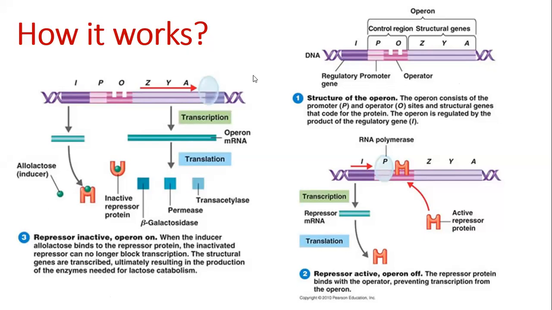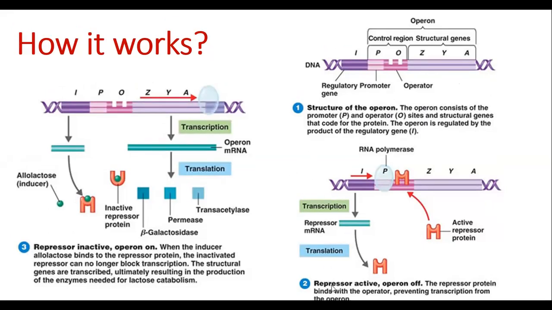Now, how does the Lac operon work? First of all, again, the structure of the operon. The operon consists of the promoter, the operator site, and the structural genes that code for the protein. The operon is regulated by the product of regulatory gene I. Next, in general, the repressor is active and the operon is off. This is the type of the catabolic operons. The repressor protein binds with the operator, preventing transcription from the operon.